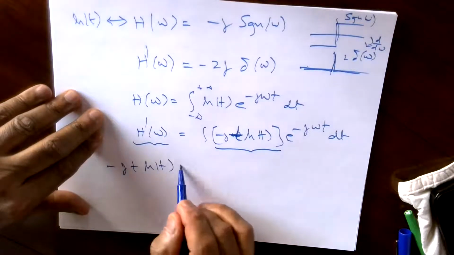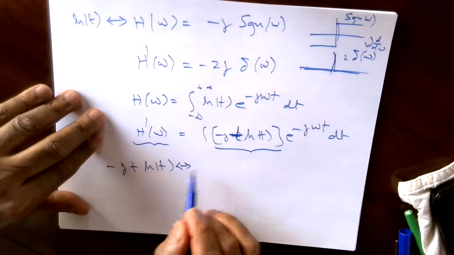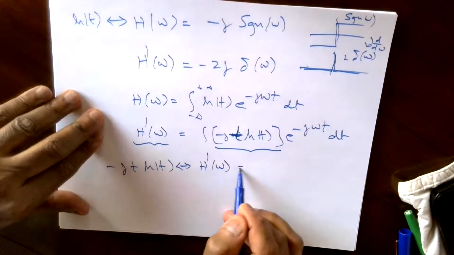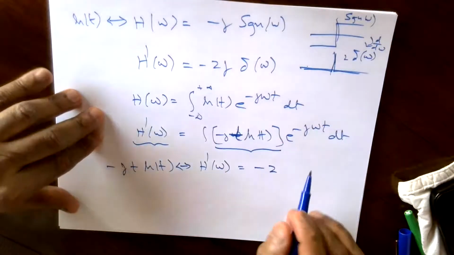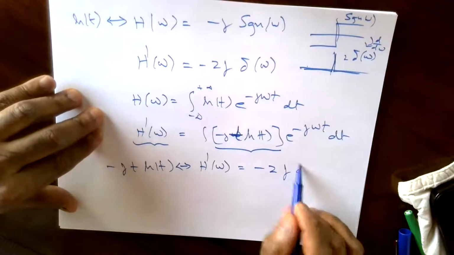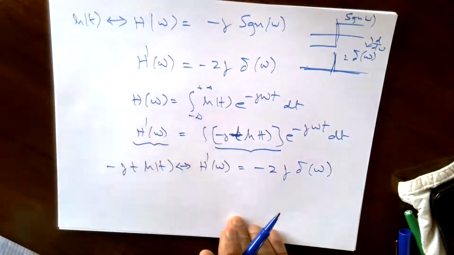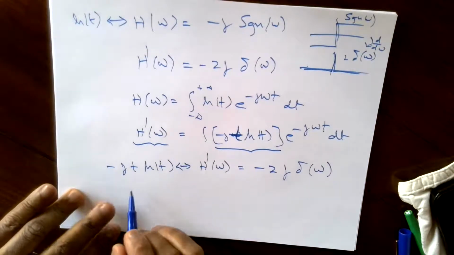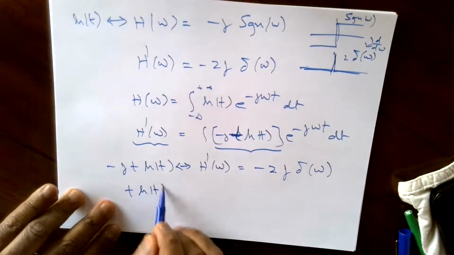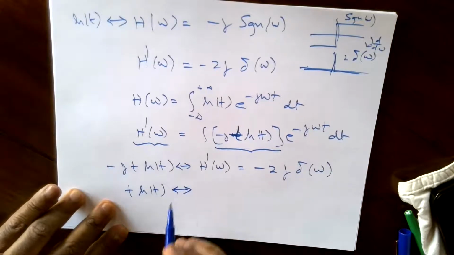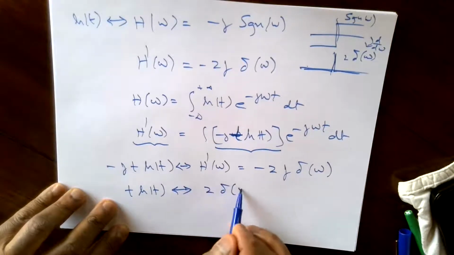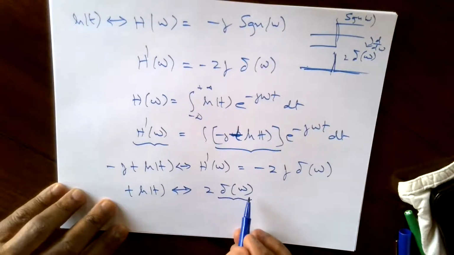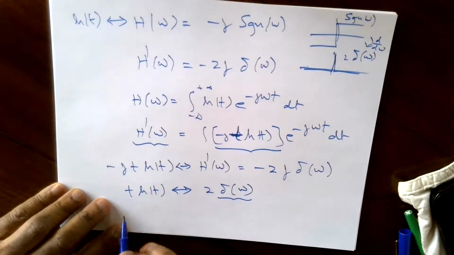A standard relation is that the transform of this is H prime of omega. In our case, we want to equate this to minus j delta omega. So here we can cancel minus j, so you get t h(t). h(t) is what we are looking for as a transform of 2 delta omega. So now somehow if you can find the inverse transform of delta omega, then we can equate with this.